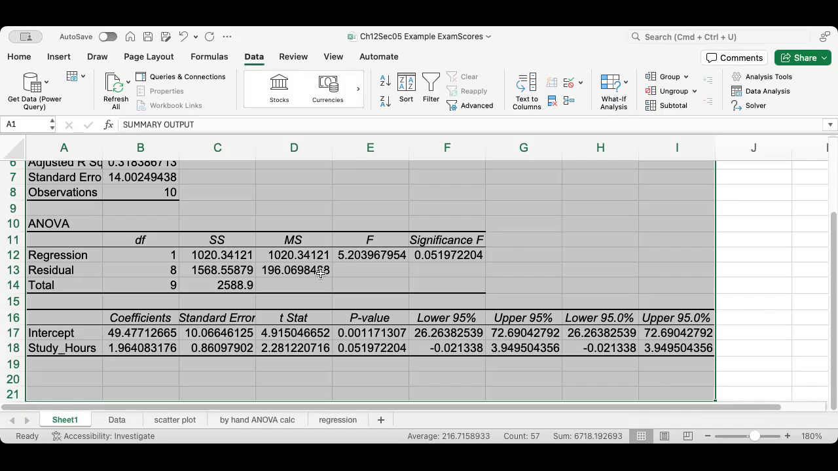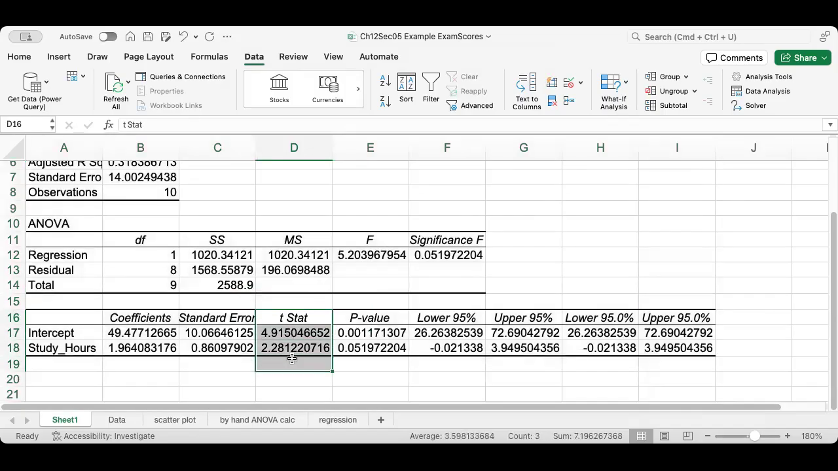Oh, look here. T-values. Lo and behold, I did a t-test. And it gave me the p-values to go with them in the very next column. Notice that each row is labeled by what it is. The first row is the intercept. That p-value is 0.001.